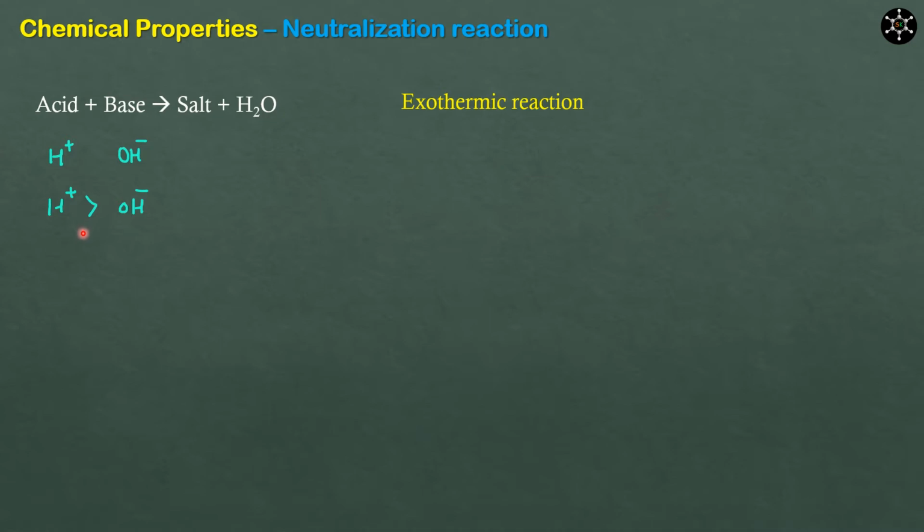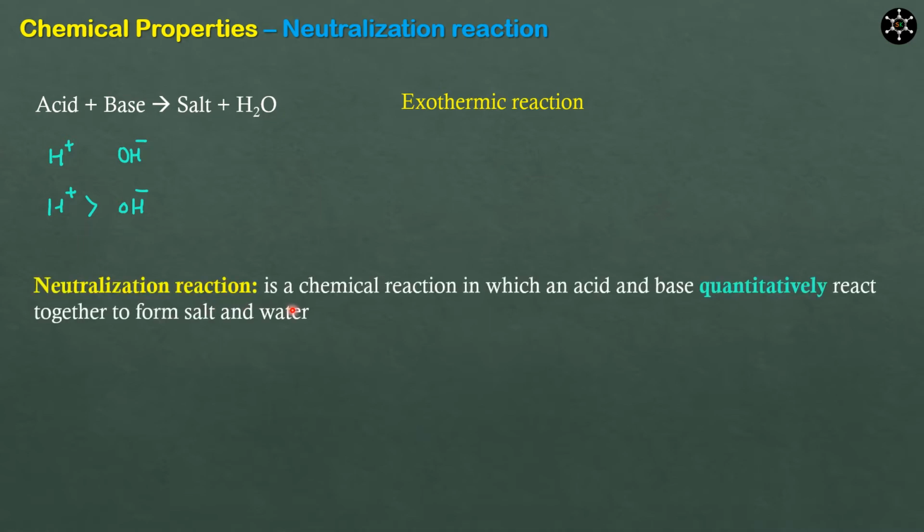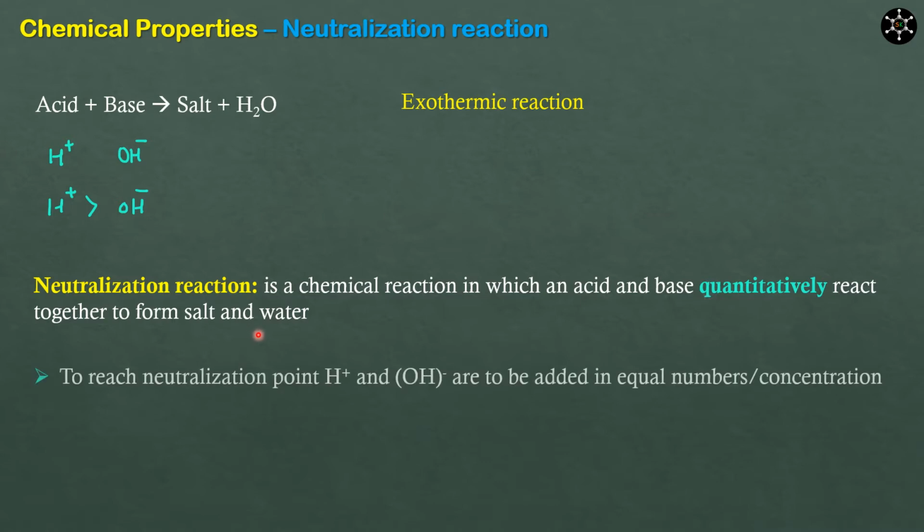So, coming to the definition, neutralization is a chemical reaction in which an acid and base quantitatively react to form salt and water. The key point is, to reach the neutralization point, H+ and OH- are to be taken in equal number or equal concentration.